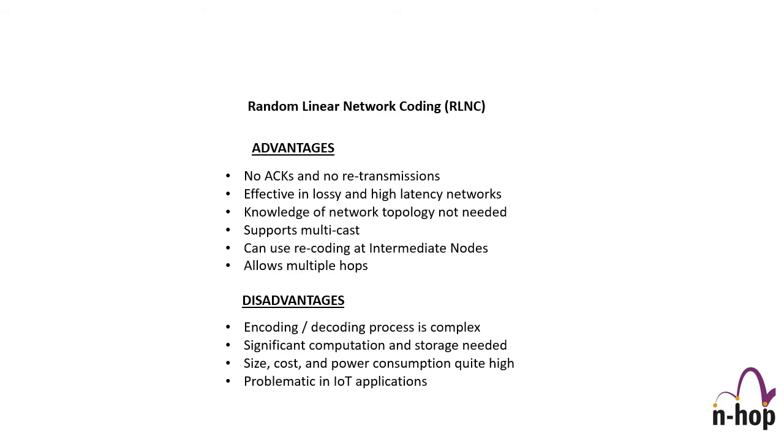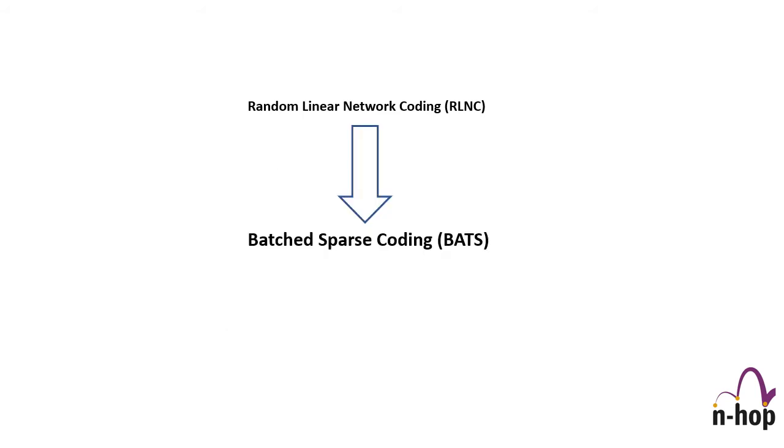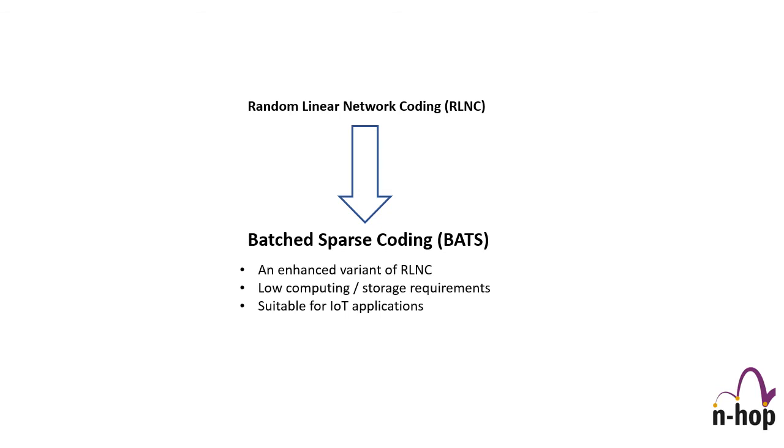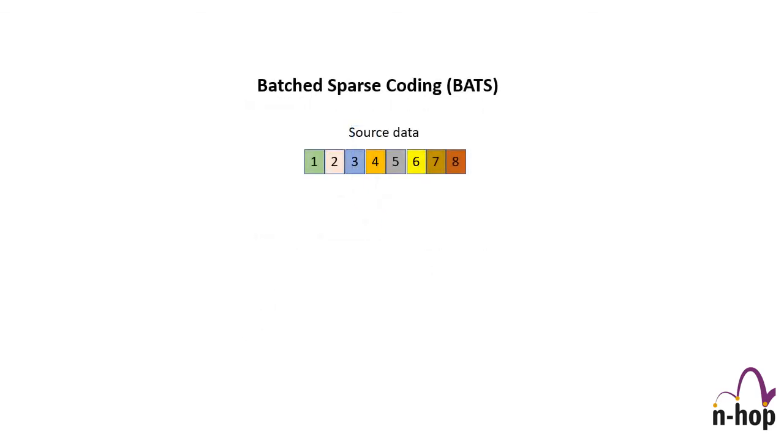And so we come to batched sparse codes, or BATS, which was designed to improve upon random linear network coding by making substantially lower demands on computing and storage resources. BATS has also been optimized for networks where multi-hop wireless links can offer cost-effective solutions without a dramatic loss of throughput. Let's take a look at how BATS performs this coding process, which is in two steps.